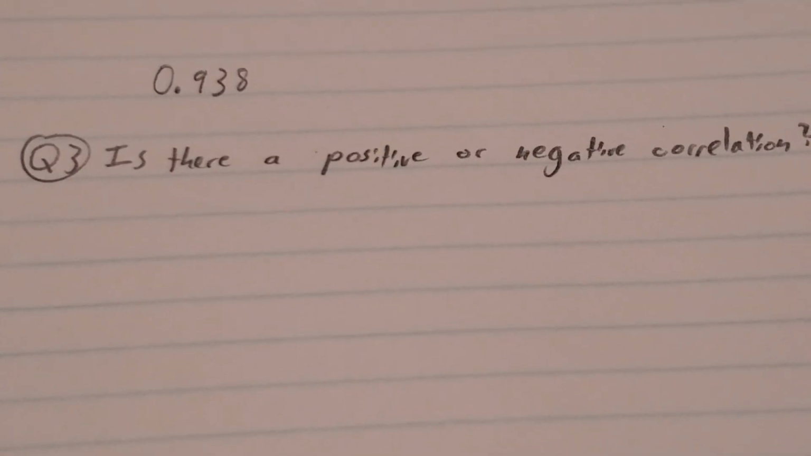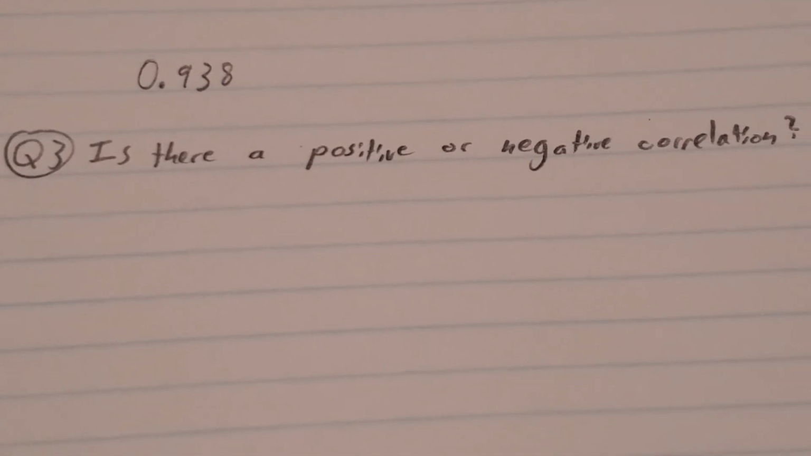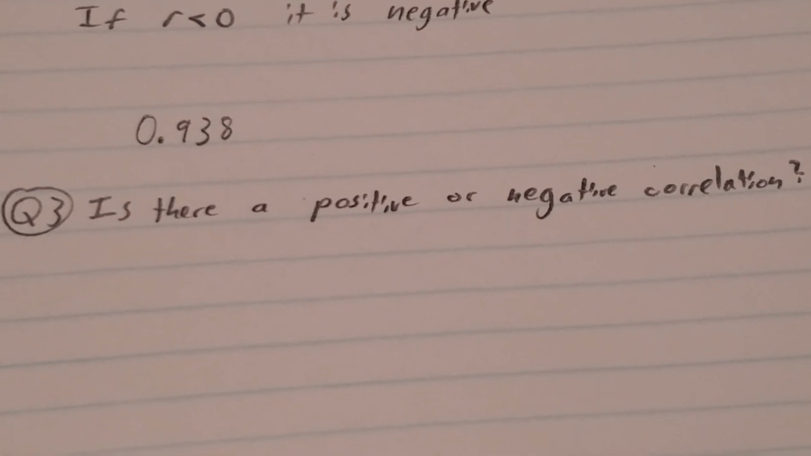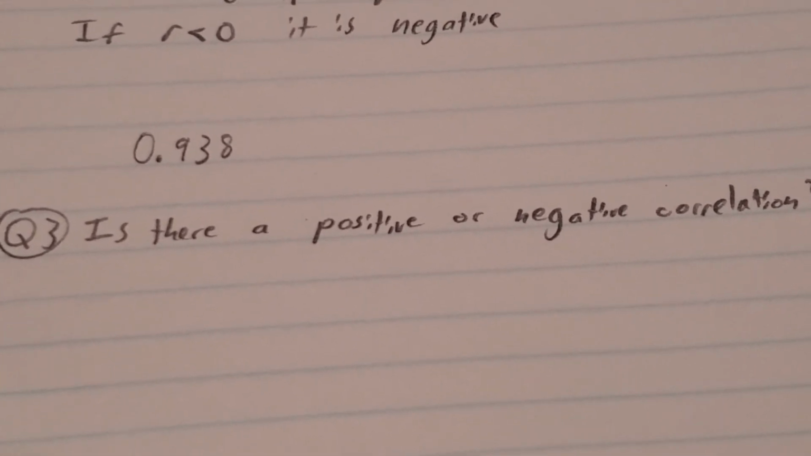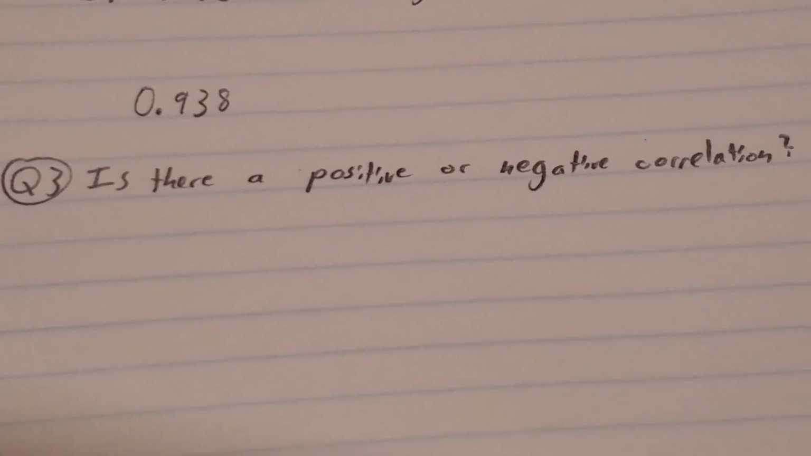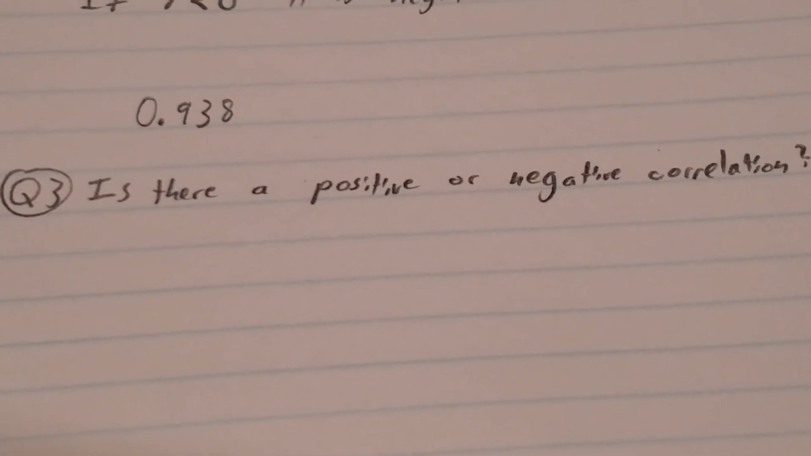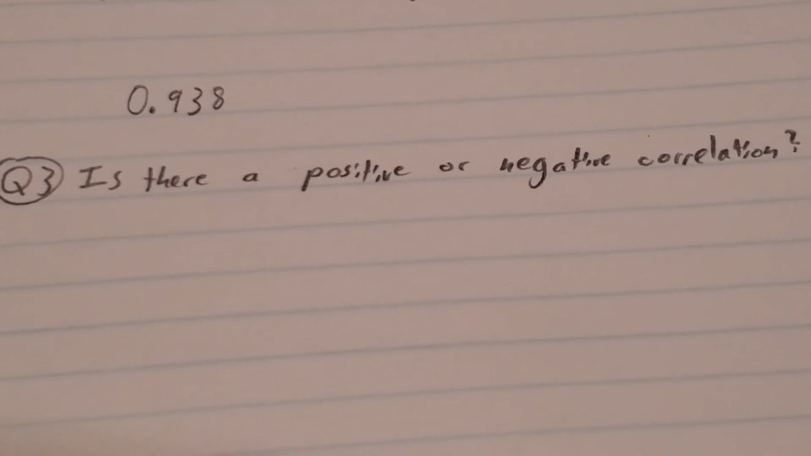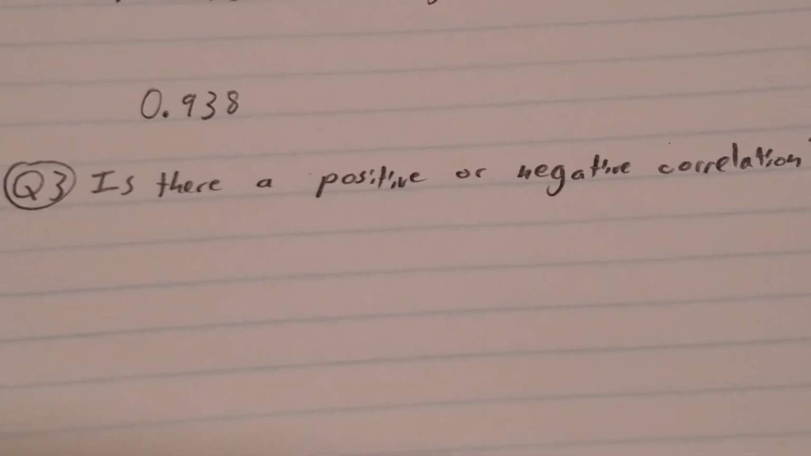Question 3, is there a positive or negative correlation? I actually just answered that. Yes, there would be a positive correlation. This is because our correlation coefficient is greater than 0 and close to 1. It doesn't need to be closer to 1 for it to be positive, but the closer it is, the less the numbers vary and the closer it is to the line.